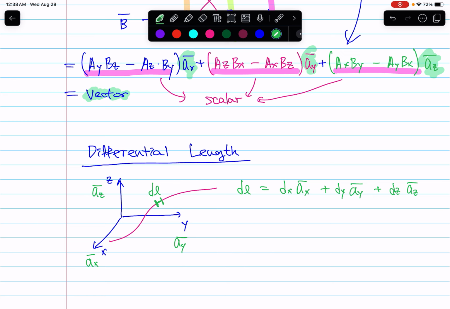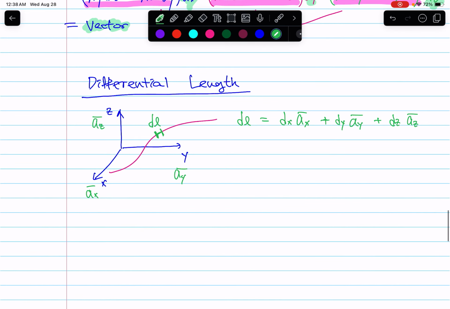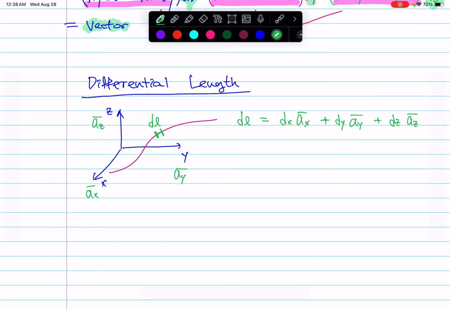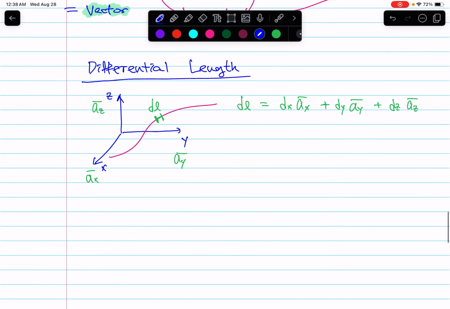That's the differential length. We are going to utilize this to do some integration along the line, probably in the next chapter, or maybe also in this chapter. There's a differential surface area. If there's a length, there's a surface area. So now we're going to talk about differential surface area.